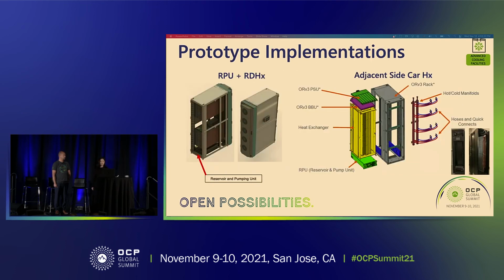So Dennis already provided a very detailed implementation of both the RPU plus rear door heat exchanger and the adjacent sidecar heat exchanger options. You can also probably find a prototype at the Meta booth in the expo hall. For both solutions, the RPU is kind of universal. We always wanted to have the RPU as a central control and monitoring hub for the entire solution, and it is always placed on the bottom side of the two solutions as well.